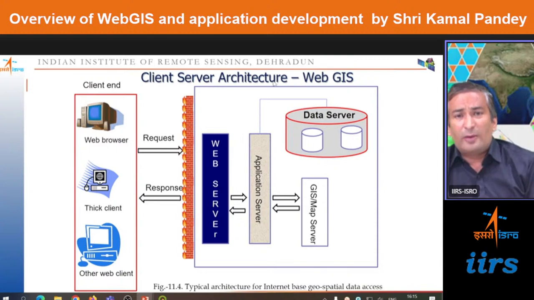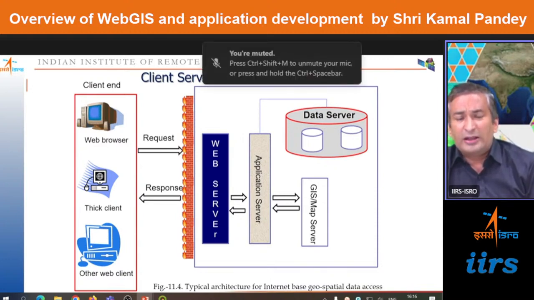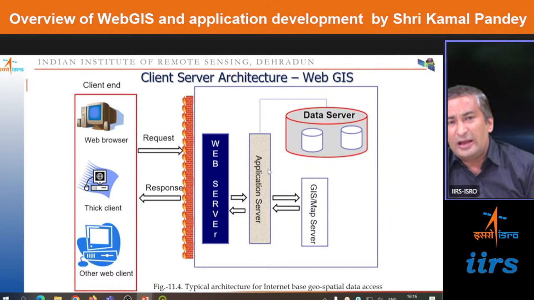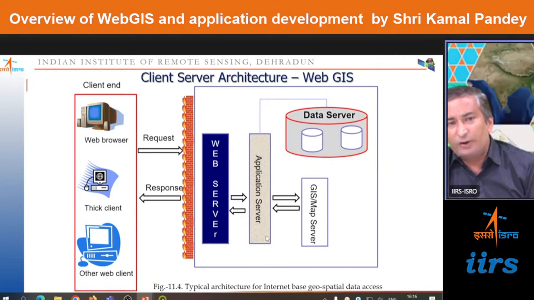Now, when we talk about the WebGIS architecture, the only thing is that all things remain the same. In the application server, we put one GIS or map server, one more application over here by the name of GIS or map server. There are numerous. I will tell you one example. That is GeoServer. GeoServer is one very popular GIS server which handles all those GIS processing inside a web server.